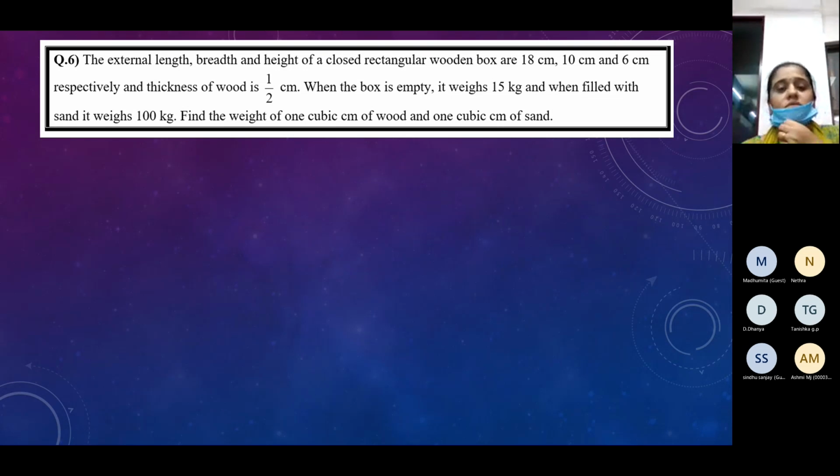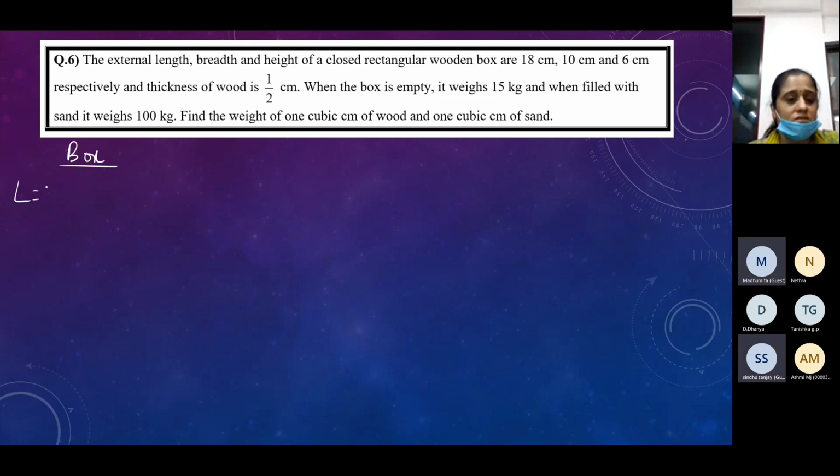Yes, children. Now, don't write anything. We'll first understand and then you can write down. So we have the closed rectangular wooden box. Okay, now tell me for the box, what is L? You should understand when I write capital L, it is external length. If I write small l, it is internal length. What is capital L?